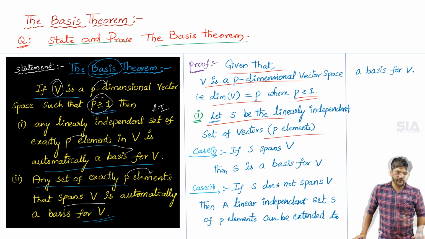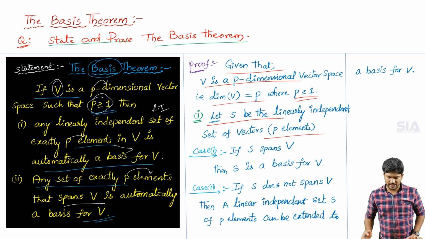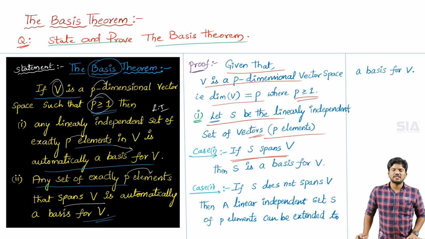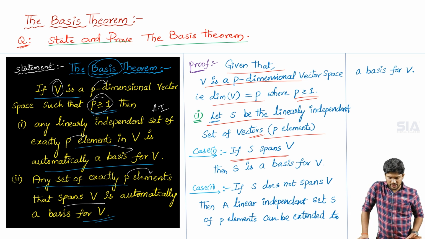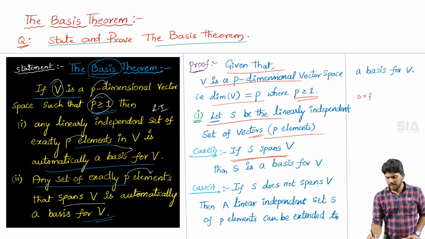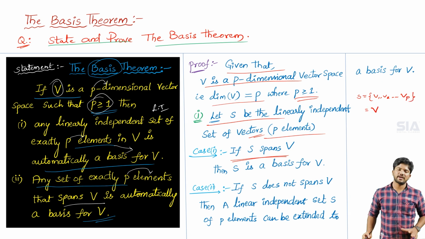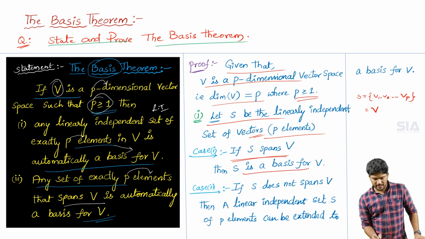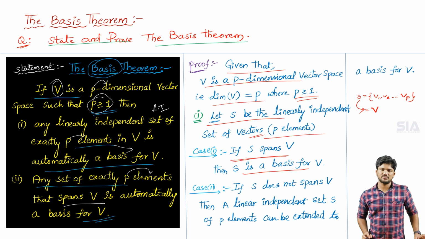That set contains dimension-of-the-vector-space number of vectors only, that is, that set contains p vectors. Case 1: if capital S spans capital V, that means the vectors in capital S, v1, v2 up to vp, span the main vector space. Then automatically capital S is a basis for capital V.